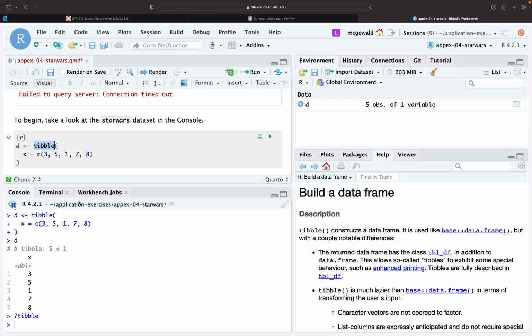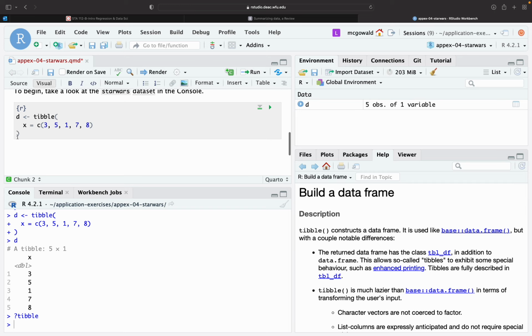The reason why it's called tibble, I don't know this for sure, but Hadley Wickham is the developer who created the package that this comes from, and he's from New Zealand, and when he says the word table, it sort of sounds like he's saying tibble, and I think that's why it's called tibble, although I've not actually asked him. I should ask him.